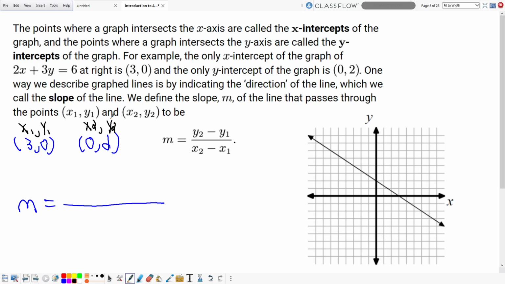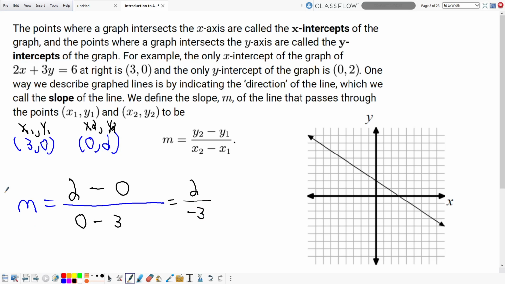Okay, so just plug those values into our formula. Y2 minus y1, so my y2 is 2, minus my y1, which is 0. And then over x2, which is 0, minus x1, which is 3. And we're just going to reduce that. So we got 2 minus 0 is just 2, and 0 minus 3 is negative 3.